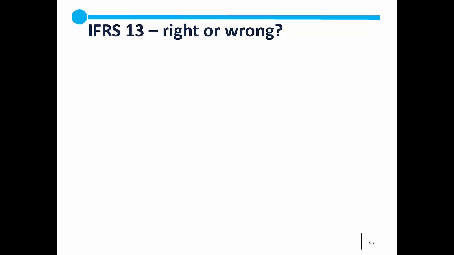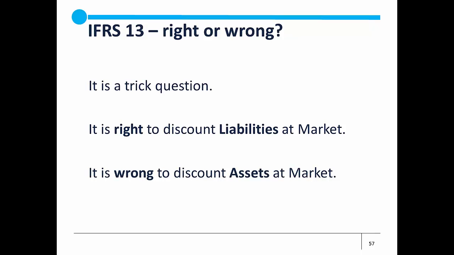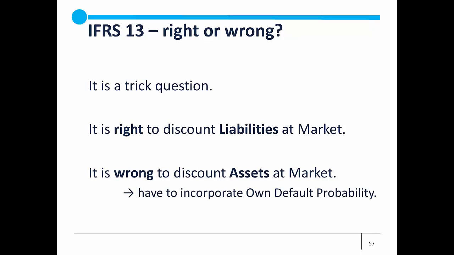So what's the bottom line? Is IFRS 13 right or wrong? Well, it turns out it's a trick question. It's right to discount liabilities at market, but it's wrong to discount assets at market, because we have to incorporate our own default probability into discounting of our assets, because that's the only way we can account for the fact that once we've defaulted, we no longer benefit from these assets.